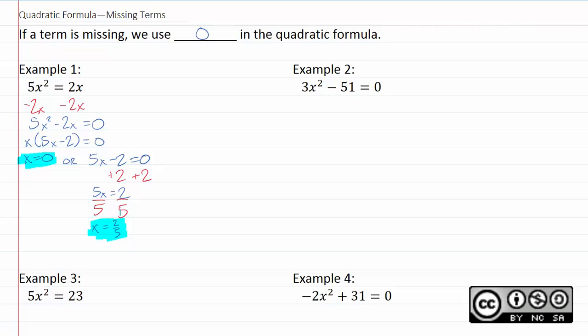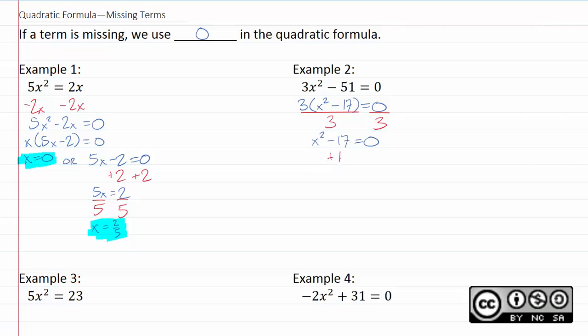Example 2 is another example of a problem that's actually a little easier if you don't use the quadratic formula. Here, we can factor 3 out because both of those coefficients are divisible by 3. And you get 3 times x squared minus 17 equals 0. As I said, you never want to divide both sides of an equation by a variable. However, you can divide both sides of an equation by a constant. That's perfectly fine. X squared minus 17 equals 0.